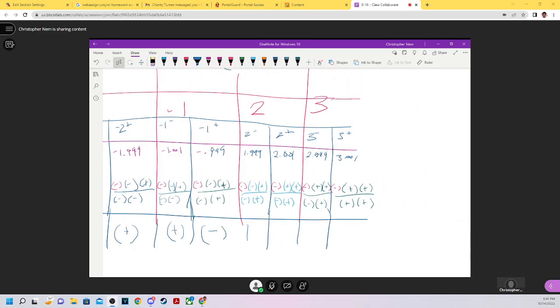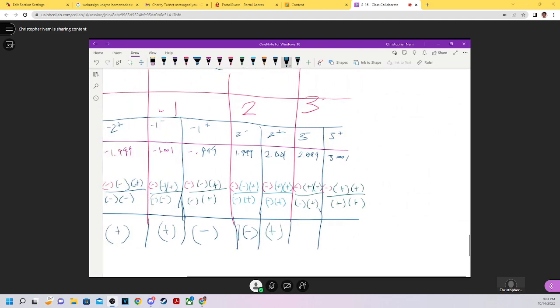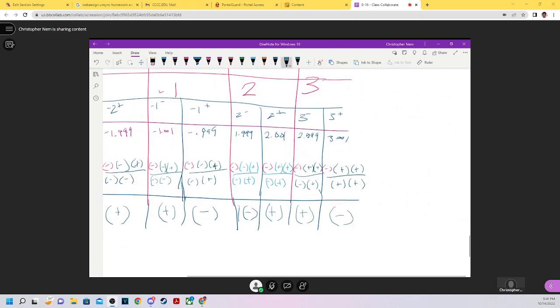And then we keep going. Positive, negative times negative, positive, times positive, it's positive. And this has to be negative. I'm kind of zooming in now, going a bit faster. This is positive because there's two negatives. This right here is still positive, and the last one is negative. All right, so we have the signs.